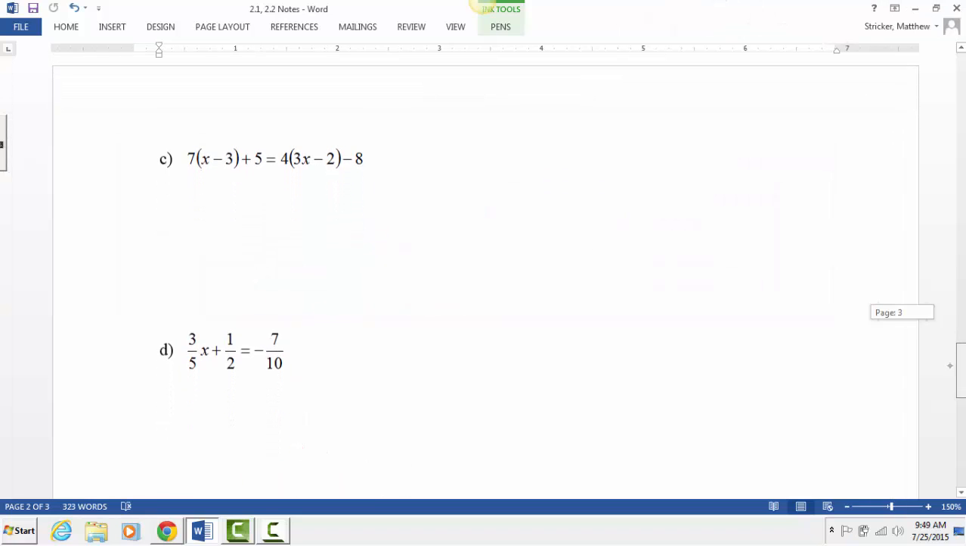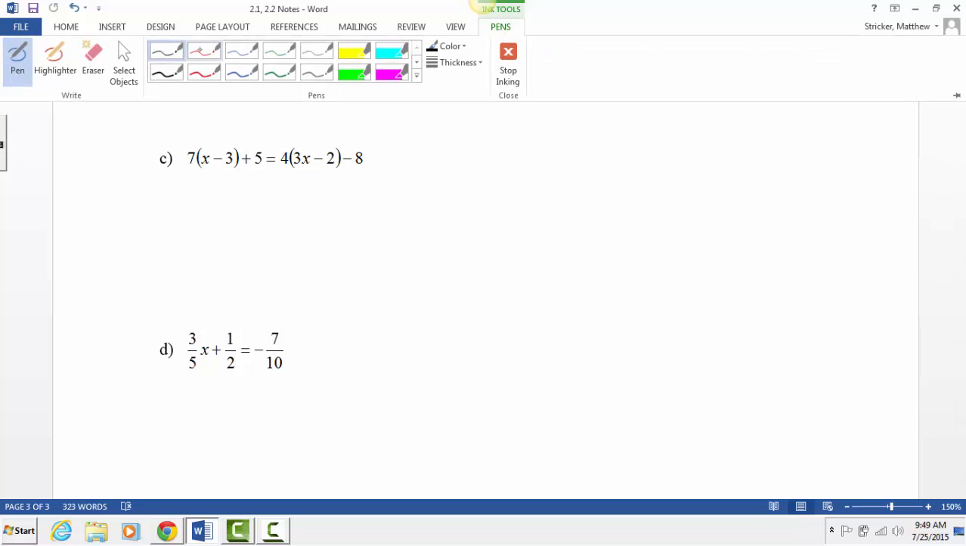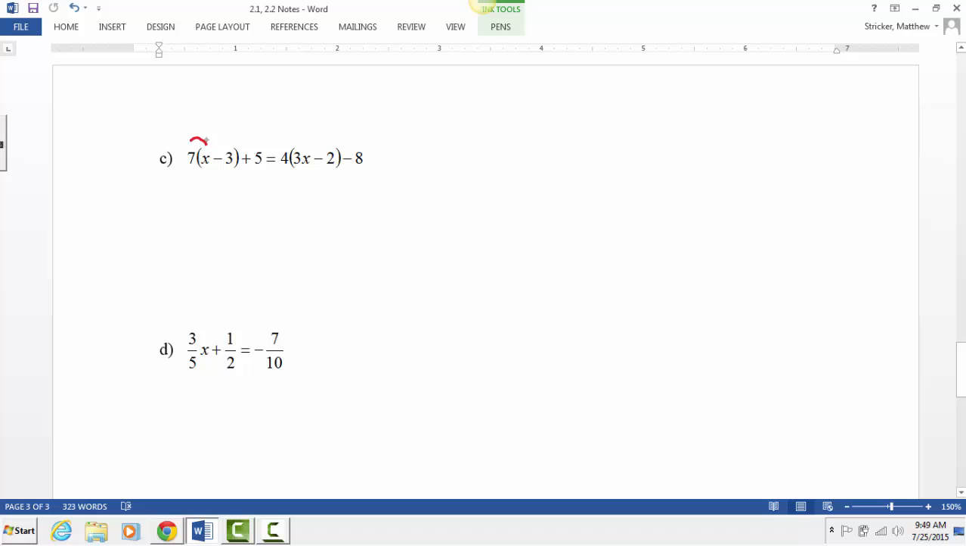This is getting a little more complicated, but if we keep the same principles, it's really not all that bad. Do what we can do first. Can we distribute? Absolutely. There's 2 places to distribute in this problem. So when we distribute, we get 7x minus 21 plus 5 equals 4 times 3x is 12x.